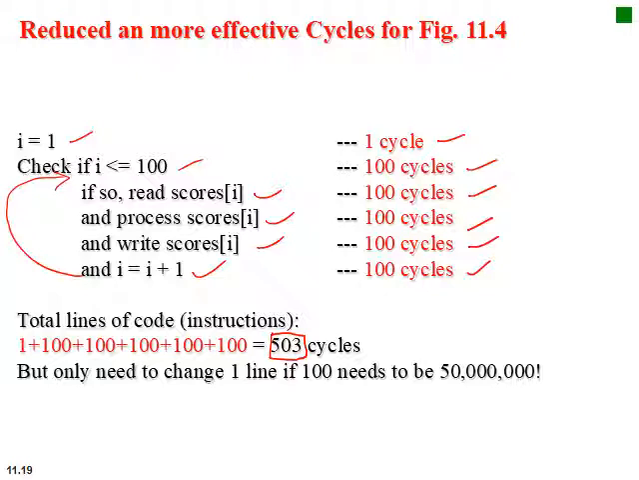So what is making this more efficient is that if we want to change that to 50 million, we only have to do it once over there, not 3 times as in the original figure 11.4.